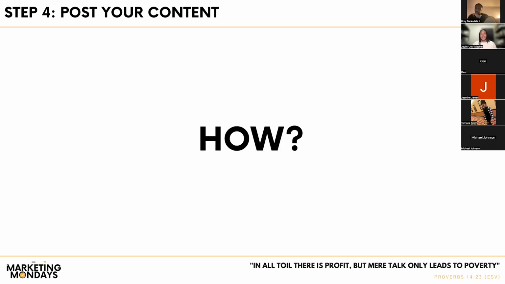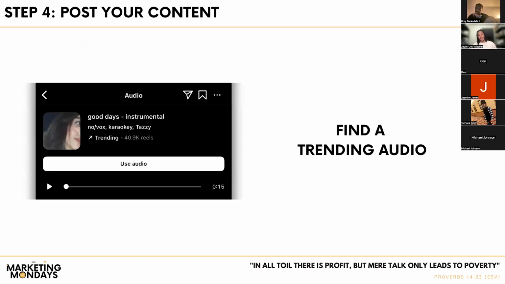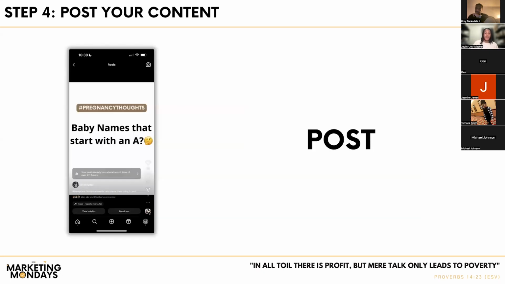How do you do it? I'm glad y'all asked me. Step 1, go in the reel section in Instagram. That's super simple. Go on your Instagram app, click the reel section. Step 2, I want you to find a trending audio. Every audio that's trending has "trending" next to it. I want you to post your regular post as a reel using a trending audio. You can start posting your photos, if they're not in a carousel, as a reel using the trending audio.